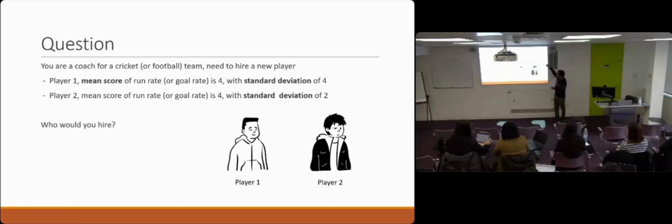So the idea of spread is that you like a smaller spread because it tells you how good it is, how much you can rely on me, right?